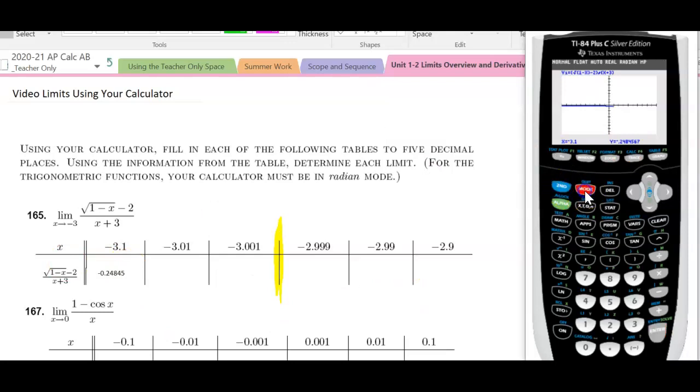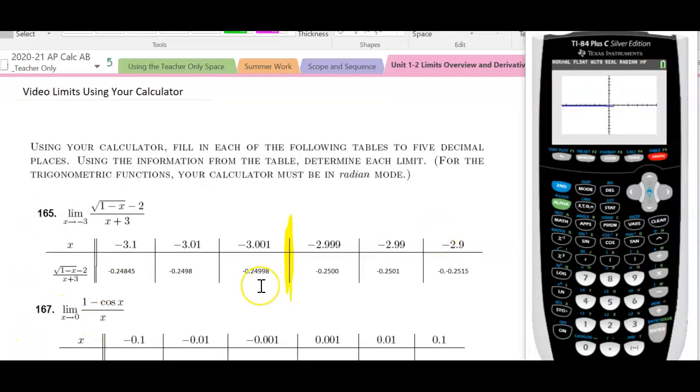The second way we can grab values from this function is from the home screen. If we go to variables and then scroll over to our y vars and then go to function, we can grab our y1 function because that's where we plugged it in, and then we can evaluate this at -3.01, which is the next value in our table, and get our value this way. Now, using whatever method you like best, you can go ahead and fill in the rest of your table.